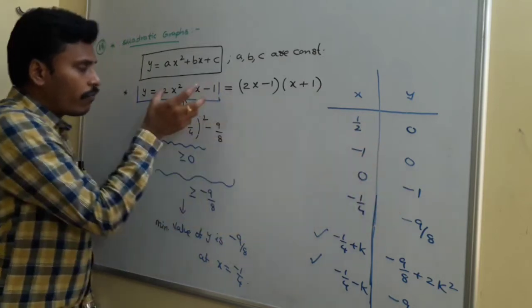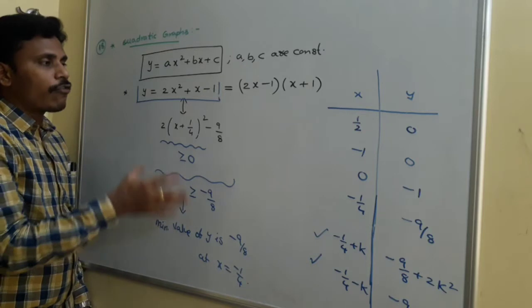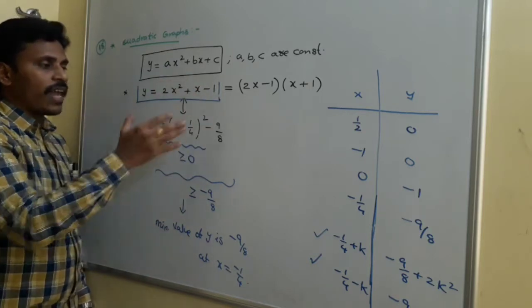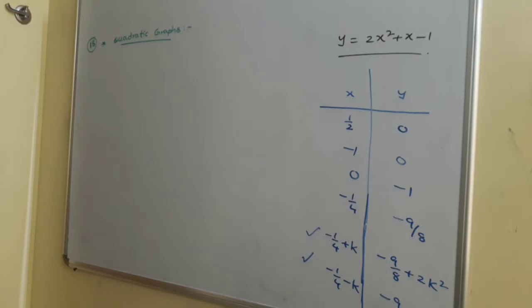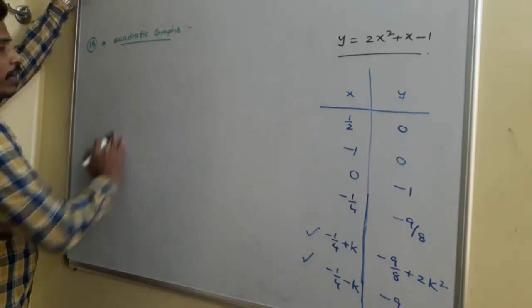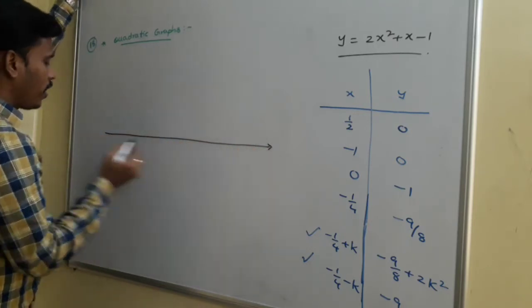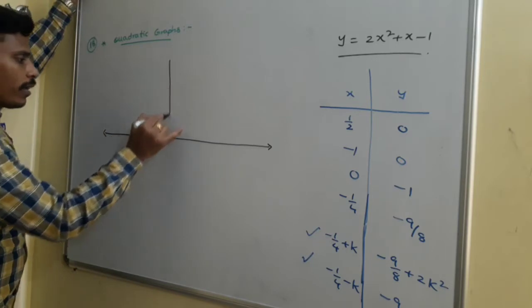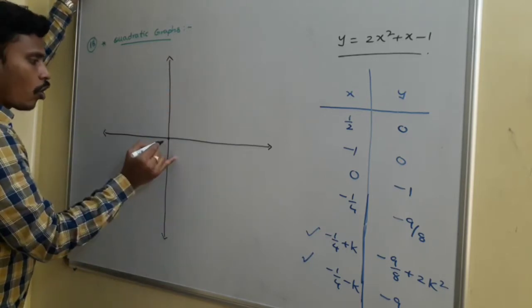Using this table for this expression I am going to draw the graph now. Once again, have a look at this. Drawing the graph is nothing but utilization of the coordinate system, the graph sheet. This horizontal line we usually call the x-axis, and this vertical line is the y-axis. The intersection of these two is the origin.